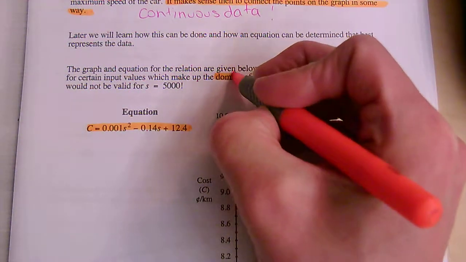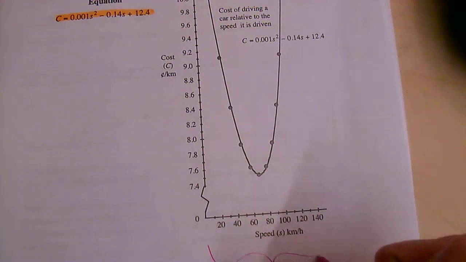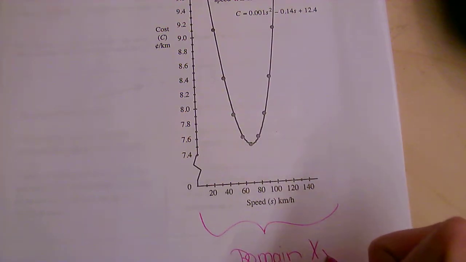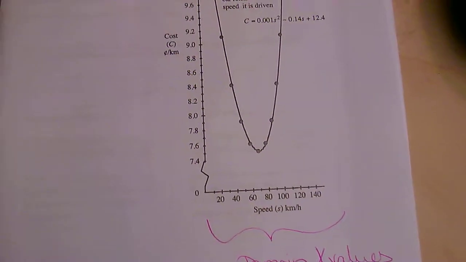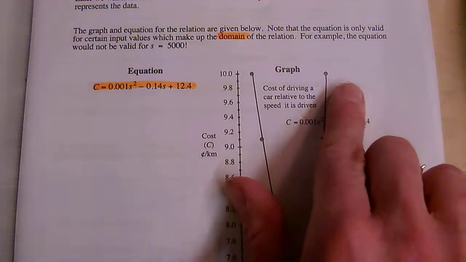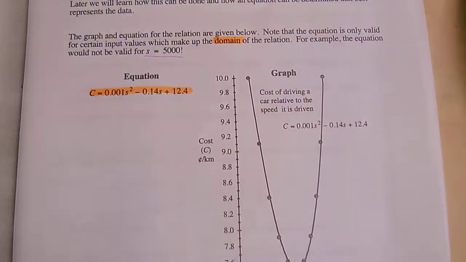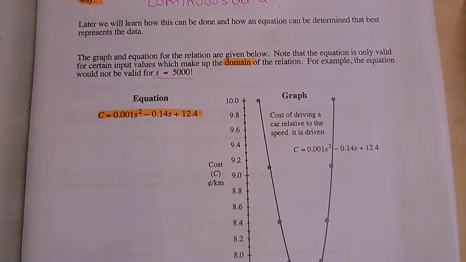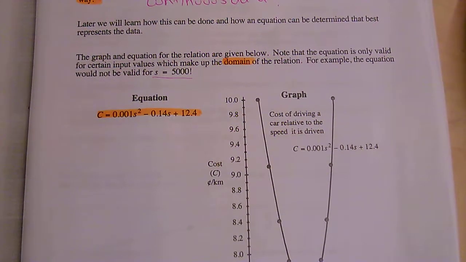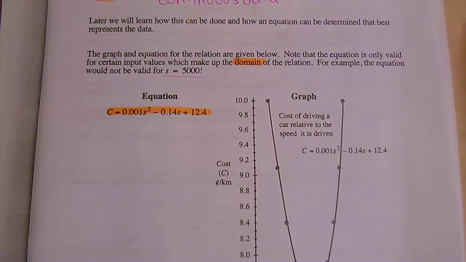So once again, remember, domain is going to be here. Domain are all my x values, whereas my range, that's my cost. So for example, the equation wouldn't be valid for a speed of 5,000, because it's not normal to drive to Edmonton at 5,000 kilometers per hour. We would have to tweak our Fords a little bit.